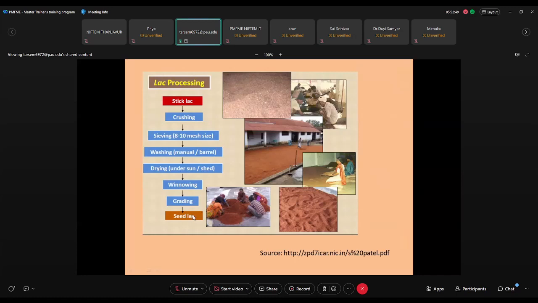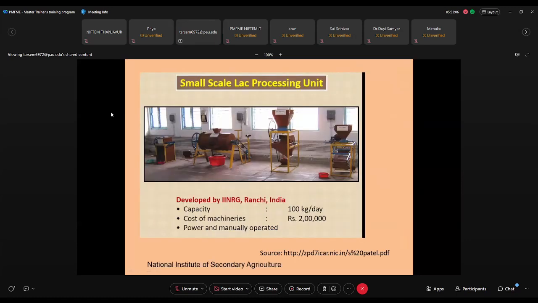So these are a number of unit operations. Here also you can see the drying operation is there. So basically two operations, grinding and drying. Then we get the graded material, lac. It's a small scale lac processing unit which has been developed by the Indian Institute of Natural Resins and Gums, Ranchi. Its new name is National Institute of Secondary Agriculture. Its earlier name was IINRG, or Indian Institute of Natural Resins and Gums.